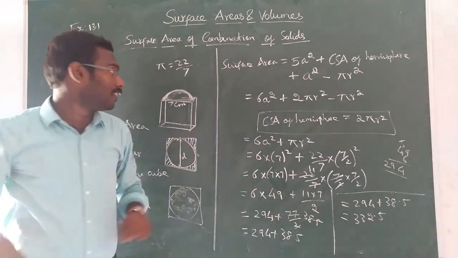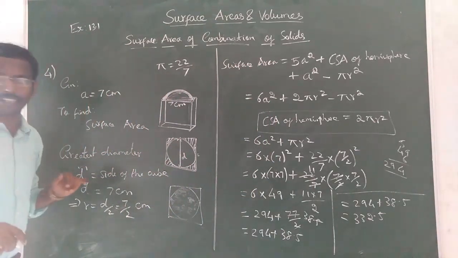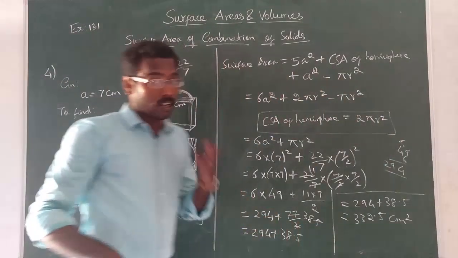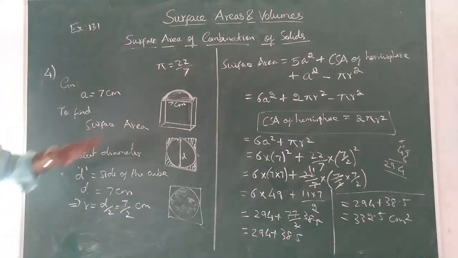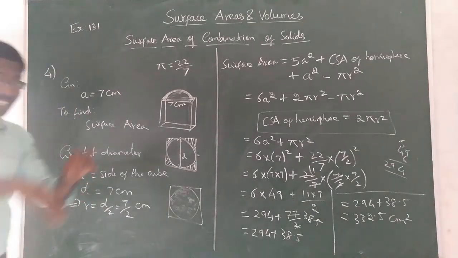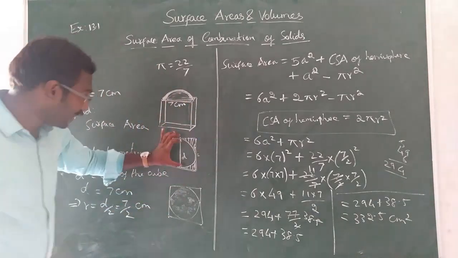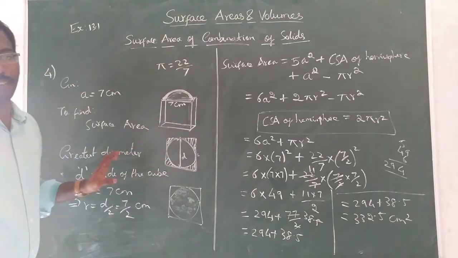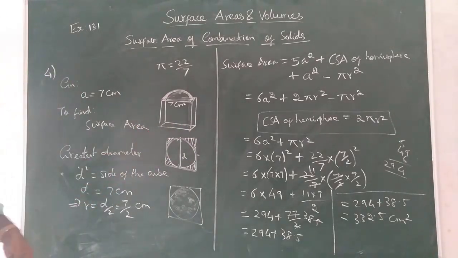Area means square, and the given unit is centimeter. Therefore, centimeter square. Understood? So what did we do? First we took the given data and we found the greatest diameter. Greatest diameter, when will it occur? When the diameter of the circle is equal to the side of the square, or the side of the face of the cube.